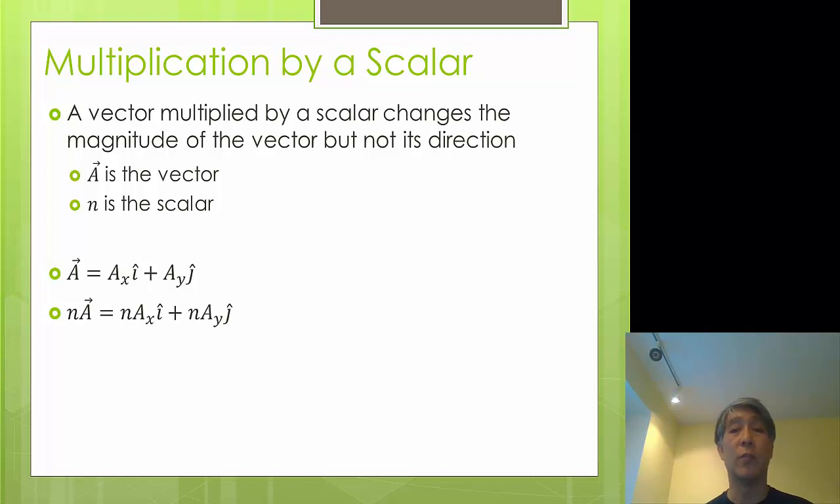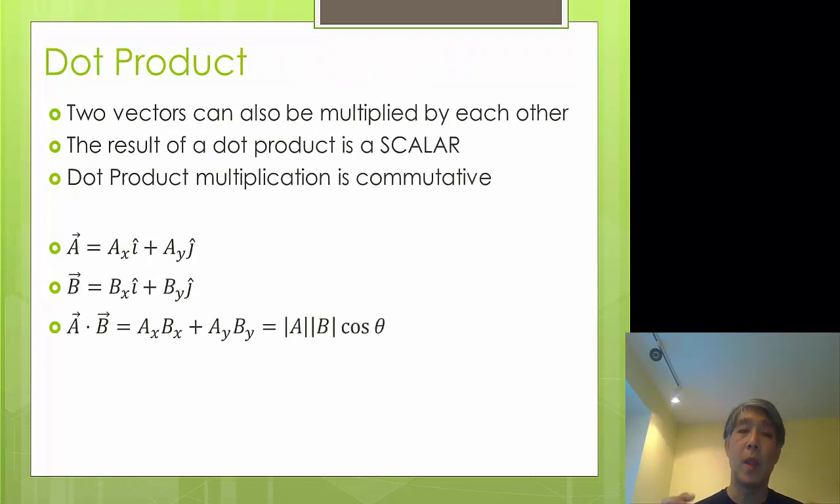If it's in magnitude-angle format, it doesn't change the direction. If it's in component format, all I do is take those components and multiply them by whatever that scalar number happens to be. It just changes the magnitude by that factor.